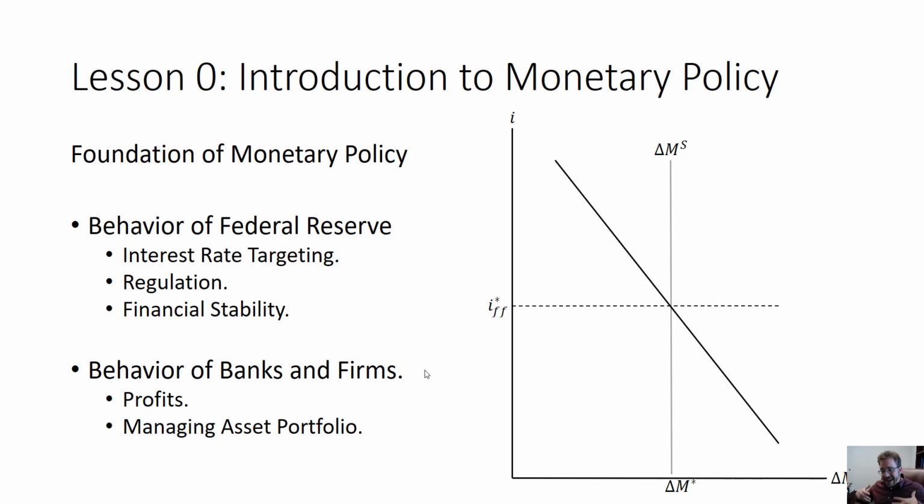We want to analyze the behavior of the Federal Reserve, and they're going to influence inflation through interest rate targeting, regulation, and trying to maintain financial stability. And then the banking system and the financial system is going to react to this by maximizing their profits and managing their asset portfolios. So we have two very large monetary players here, the Federal Reserve and the banking system, which I guess is more a bunch of different players together with different incentives. But we want to look at that behavior.